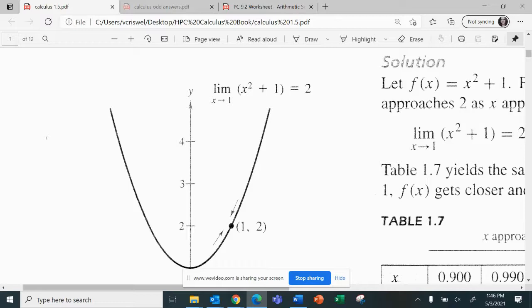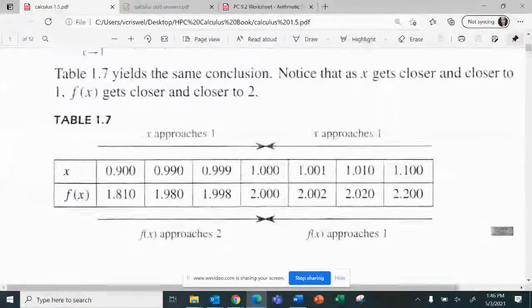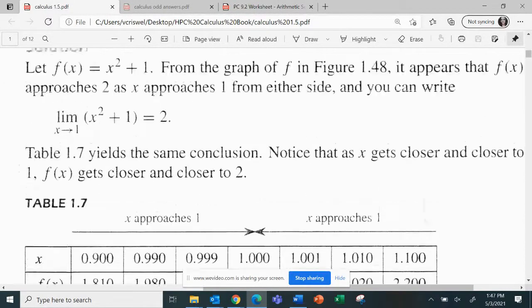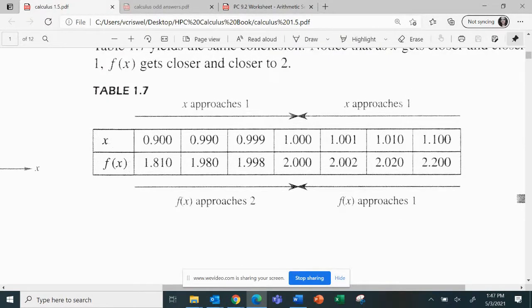So you can do that by looking at a graph. There is a table. You can use tables to figure this out as well. If we want to see what is the limit as x approaches 1, we have 1 in the middle of the table. And then we're going to try numbers that are just under 1 and just above 1 and see what the y values are getting closer and closer to, which they're getting closer and closer to the number 2.